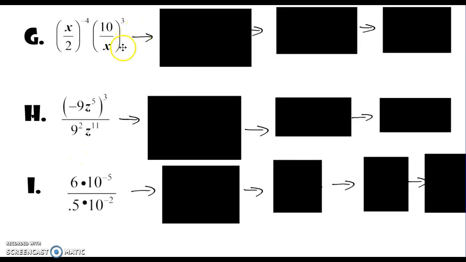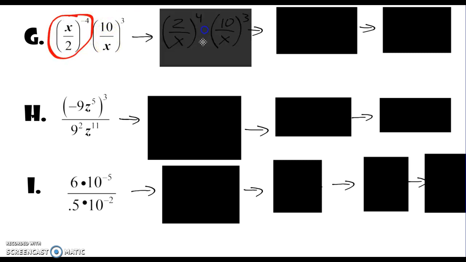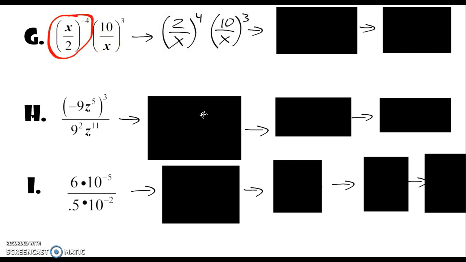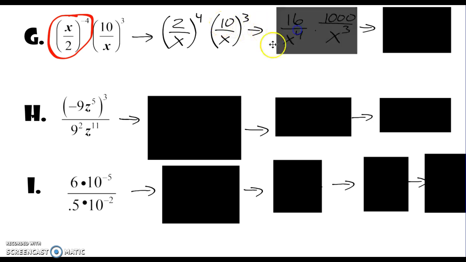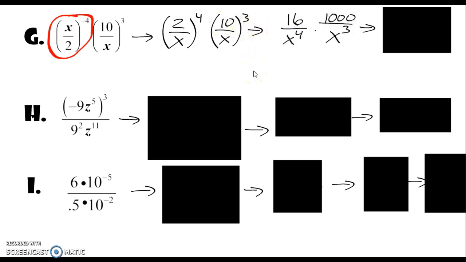Last but not least, these are the tough ones. So I've got a negative exponent outside the parentheses. So keep in mind, a negative exponent means we're taking the reciprocal of everything it's attached to. So now I need to take the reciprocal of this entire quantity here. So first I flip it around. That gives me a positive exponent. I'm going to raise everything in both parentheses to their given power, and then multiply.